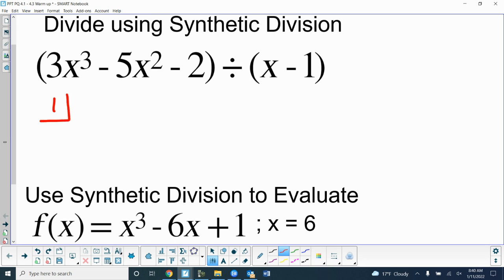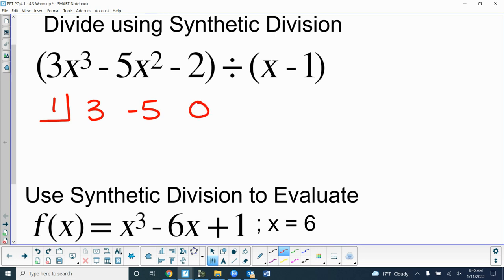All right, so remember, whatever makes this equal to 0 is what you put in the corner box, right? Basically, it's the opposite of what you're looking at, right? Now, I have to put a 3 in for the x cubed, a -5 for the x squared, what's missing? An x. So what do I put in that spot? You got to put a 0 in that spot, right?